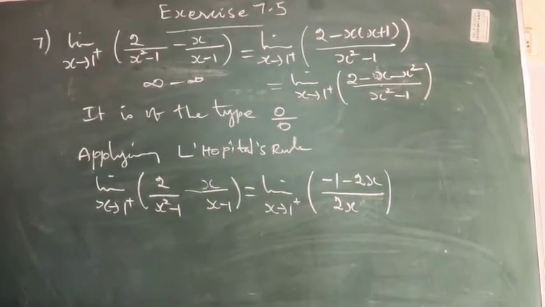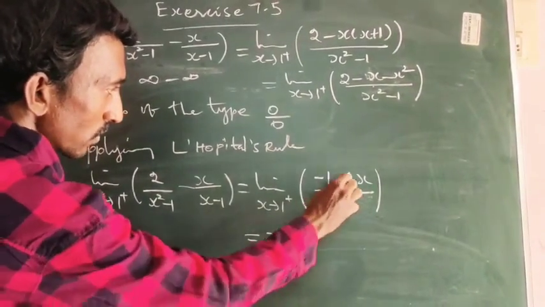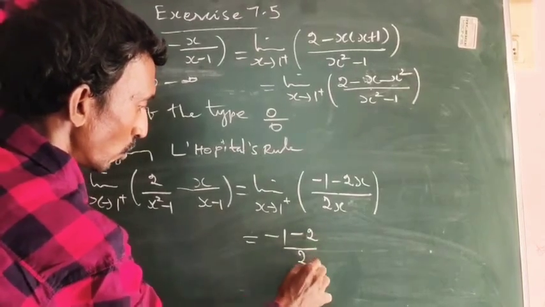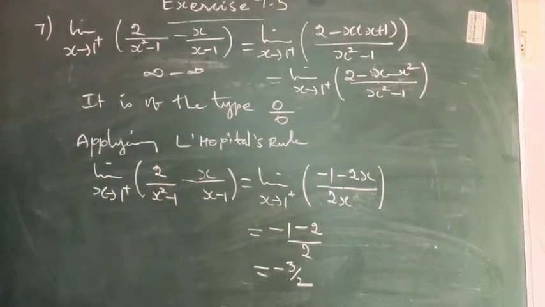Okay. So if we put x equal to 1, what do we get? Minus 1 minus 2 by 2. So minus 3 by 2. That is the answer.